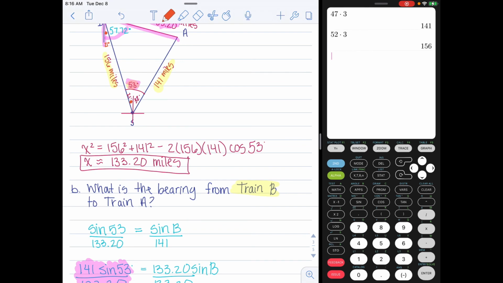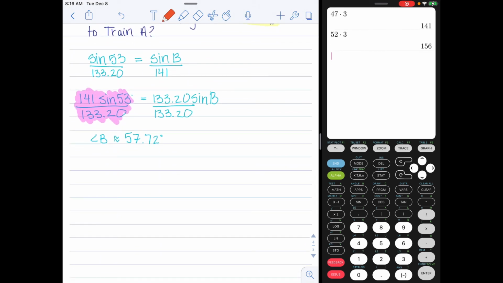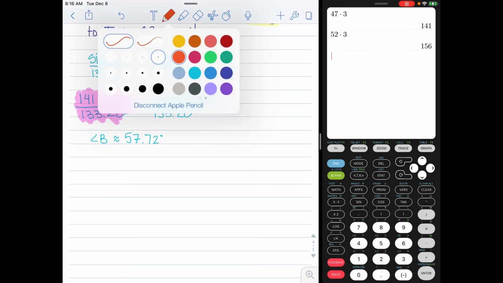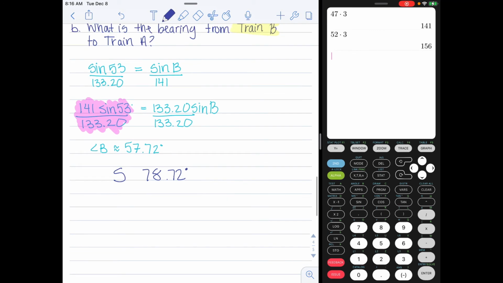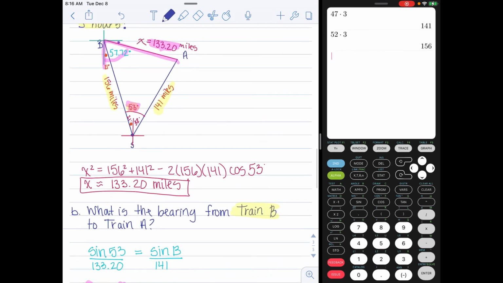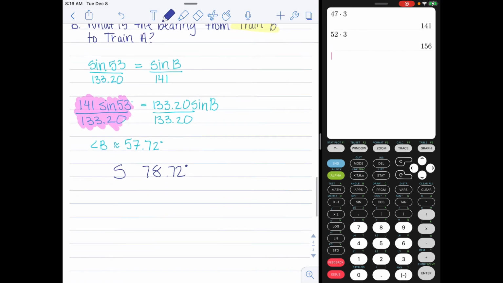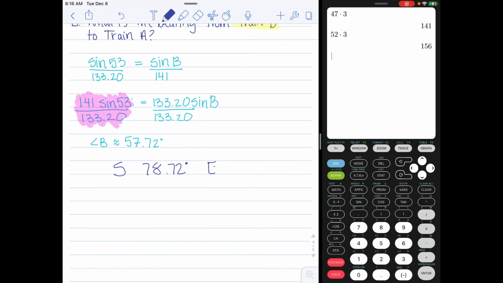So bearings have to start, remember, from the north or the south. So this one we said is starting from the south, and we're going to add 21 plus 57.72 to get our degree of 78.72 degrees, less than 90. Great. And we went in the direction to the right, so that is going to be the east. And that is our final answer for that question.